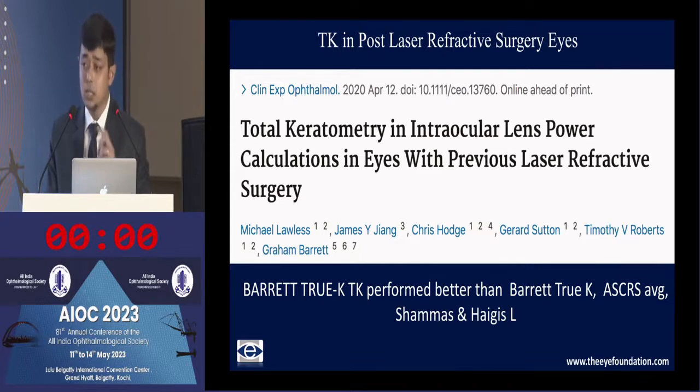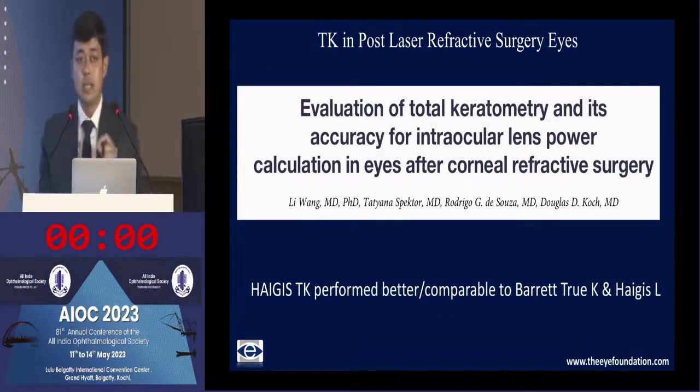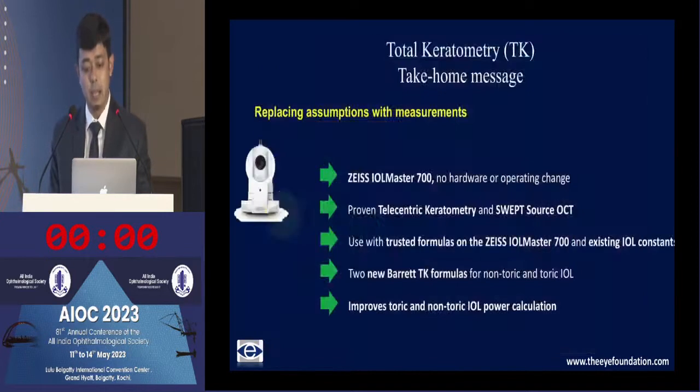And it is not just the Barrett formula alone. Apart from the Barrett TK, even the Haigis TK. So essentially, when the different formulae incorporate the total keratometry value, it has been shown that they are superior to ones which are just measuring the anterior keratometry. You also get angle alpha and angle kappa values.